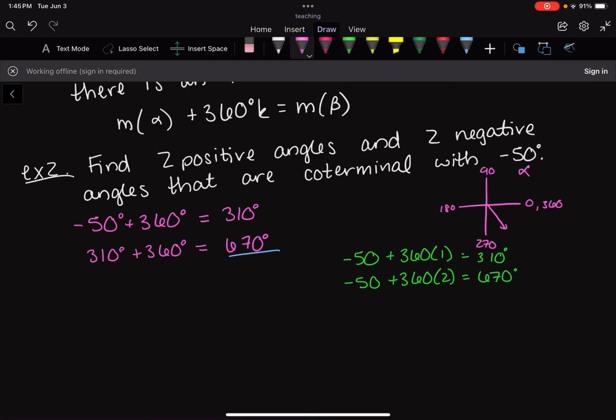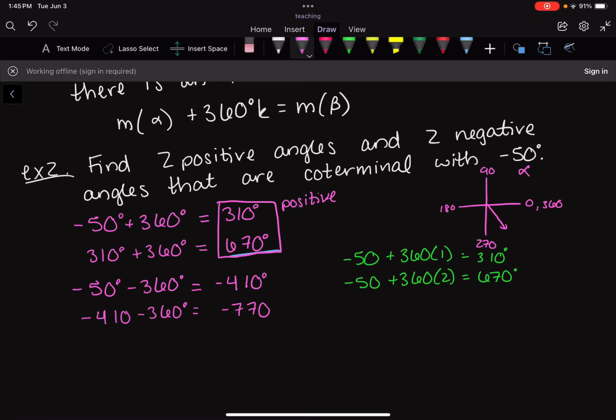Now if we want to find negative angles. So these were my positive angles. So let's go ahead and do my negative ones. So for my negative angles, I should subtract 360 so that I get a negative angle. Negative 50 minus 360 is negative 410. And then if I subtract 360 again, but now I'll just do it from the 410, which technically means I'm doing it twice from negative 50. This will give me negative 770.